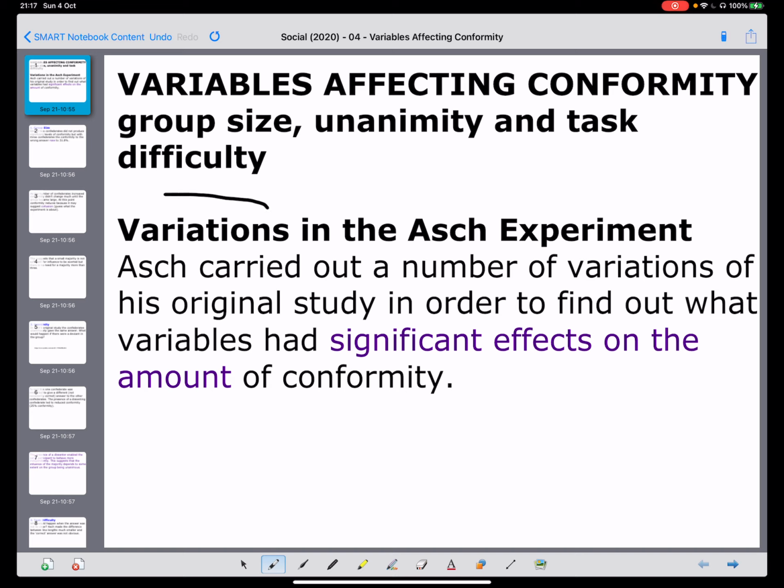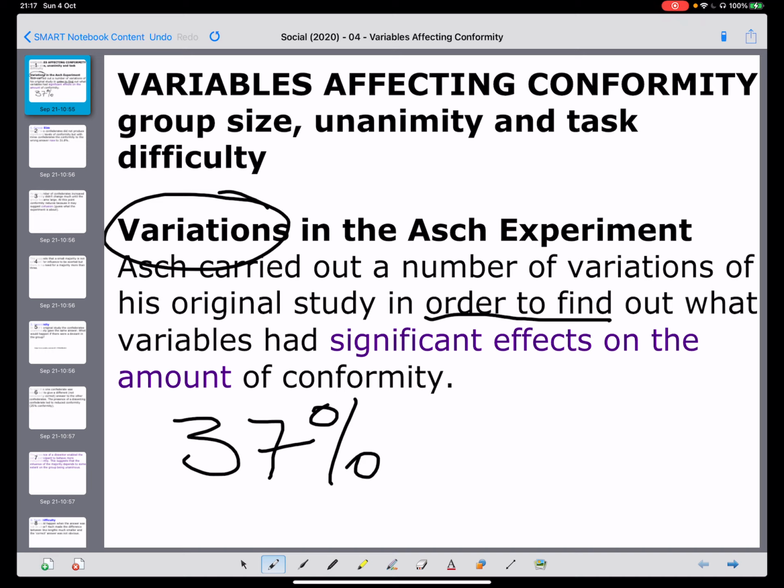Now, something obviously about variations, and this is where Asch himself does the research, and he changes a certain variable within his own research. The key to this is to find out what happens. What we need to bear in mind with each of these variations is there's a baseline measurement. I'm going to summarize it as about 37% of the critical trials where there was conformity, and so we can look at whether the variable changed conformity to be more positive or more negative than the 37%.